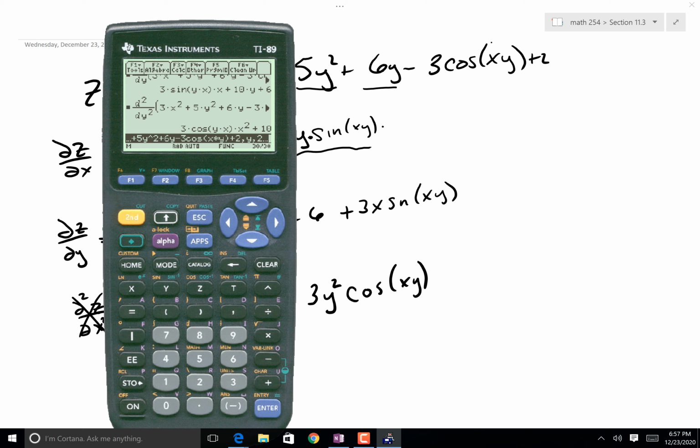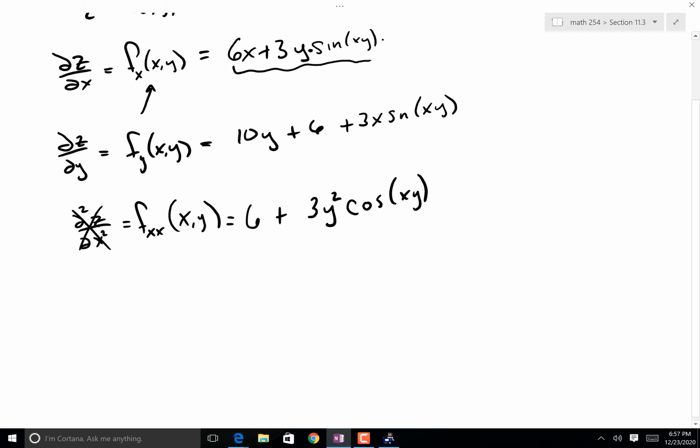Oops. Well, okay. That would be the right answer, Jay, if you had done the second derivative with respect to y. There, that's the x one. Sorry about that. It was freaking me out a little bit.